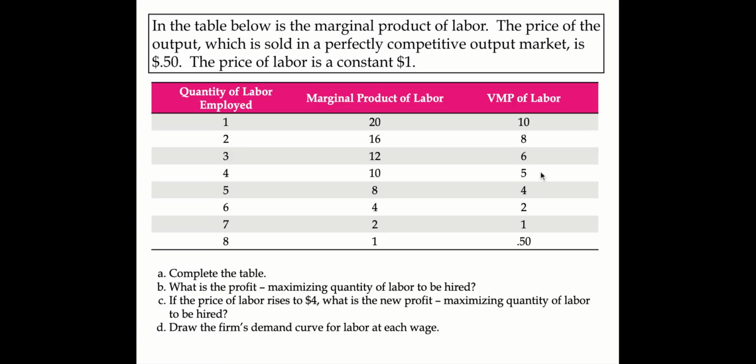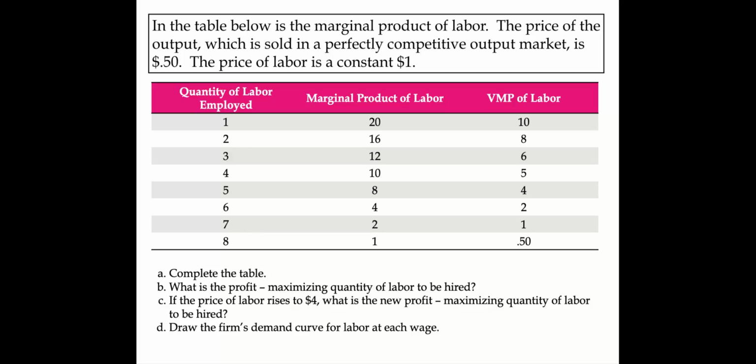Do I hire the fourth worker? Yes. 5 is greater than 1. Do I hire the fifth worker? Yes. 4 is greater than 1. Do I hire the sixth worker? Yes. 2 is greater than 1. And do I hire the seventh worker? Yes. 1 is equal to 1. So the correct answer to letter B, the profit maximizing quantity of labor to be hired, is 7.